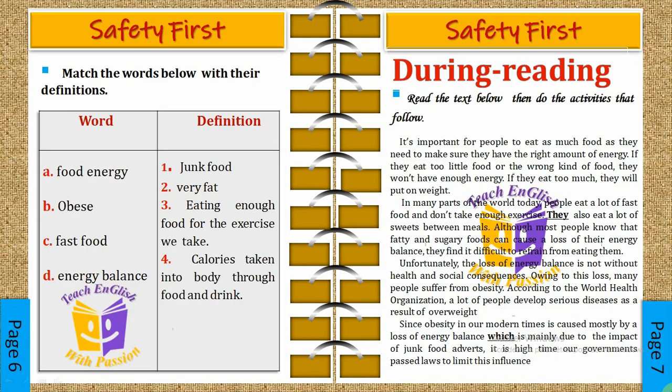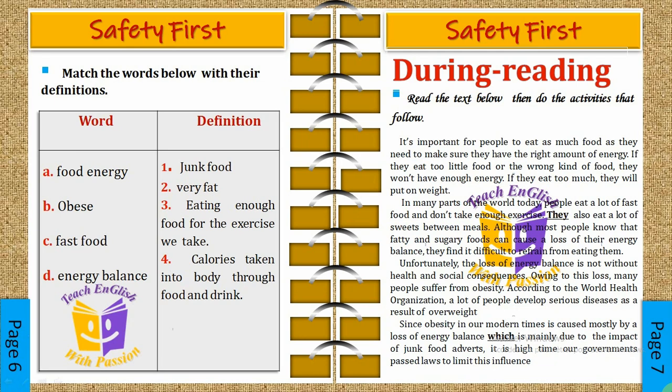The next activity shown here is meant to consolidate further the understanding of the keywords related to the reading passage. The teacher provides the words food energy, obese, fast food, and energy balance. Learners take a few minutes to match those words with their definitions, then they interact with their teacher to check their answers.